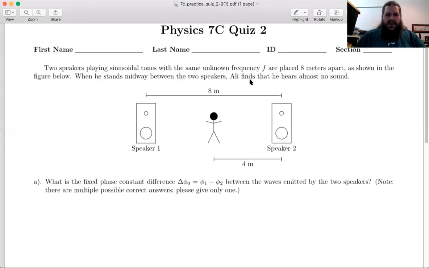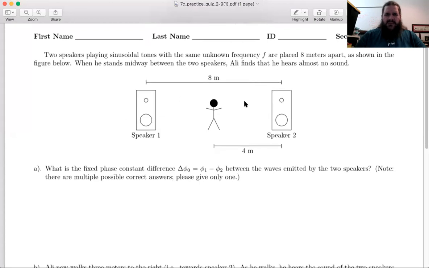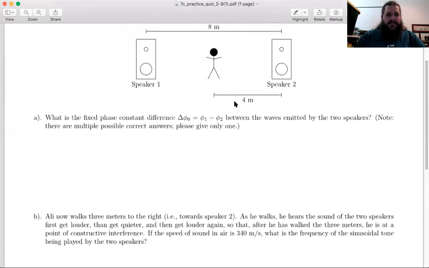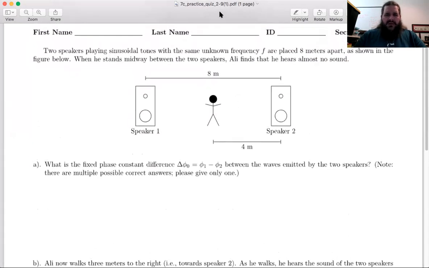Here it looks like we have speakers playing the same frequency, which I think we don't know, right? We don't have any information on the frequency yet. I guess that's what we're trying to find in the end. What is the frequency? So frequency is currently unknown, but we can figure out, actually we're gonna need the total phase here.